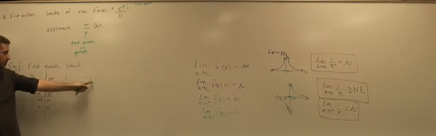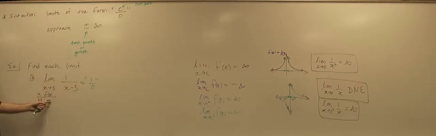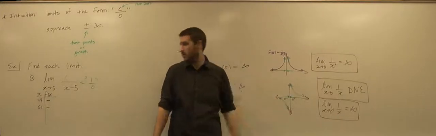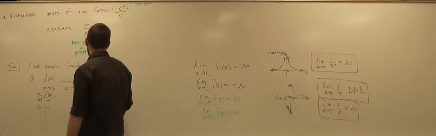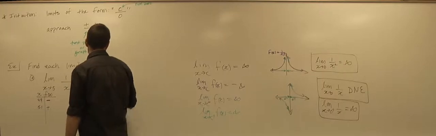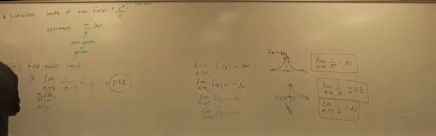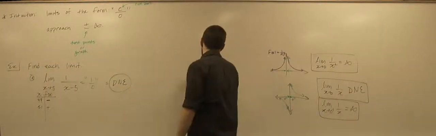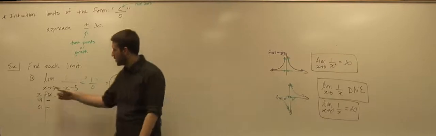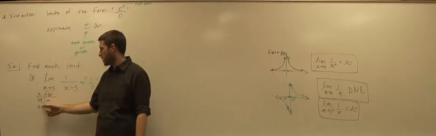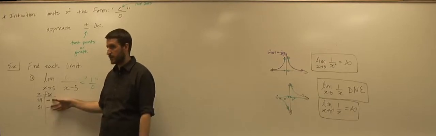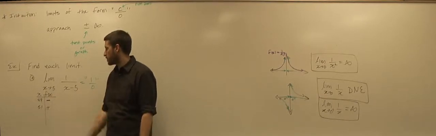So I know I'm going to infinity on either side, but because on one side I get a negative and on one side I get a positive, I'm approaching different infinities in this situation. So I would write does not exist. In order for the overall limit to exist, you have to approach the same thing from both sides. And this clearly is approaching different infinities, because one's negative and one's positive.